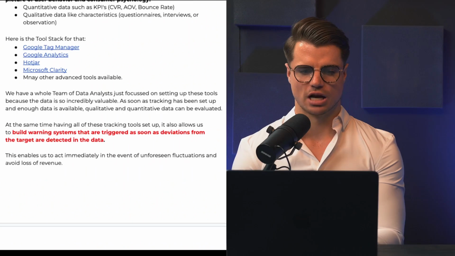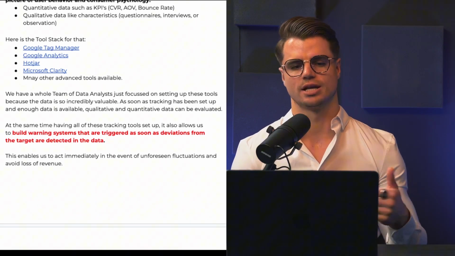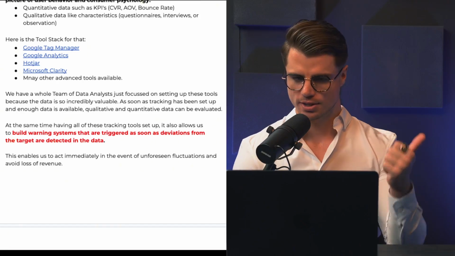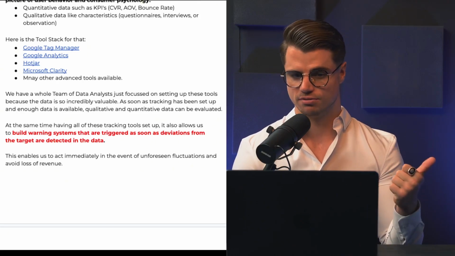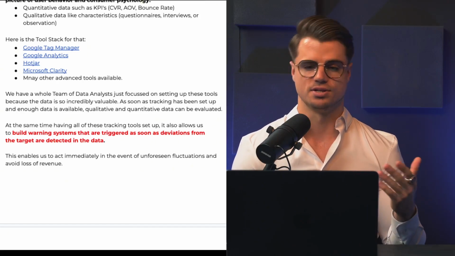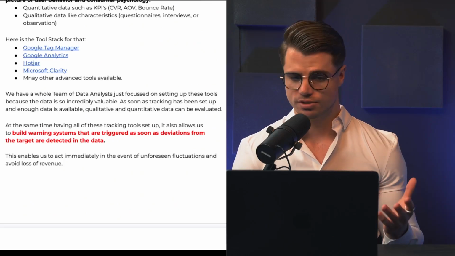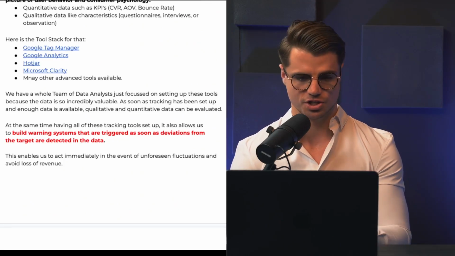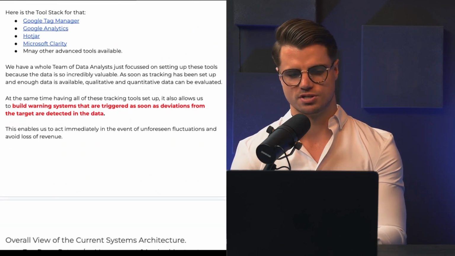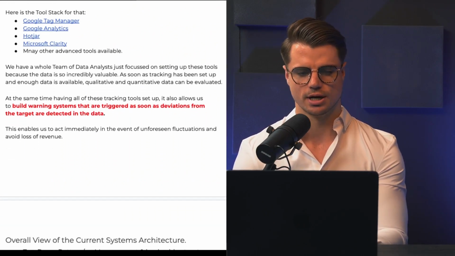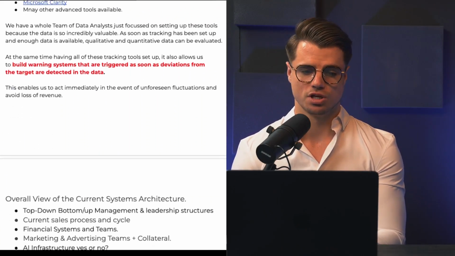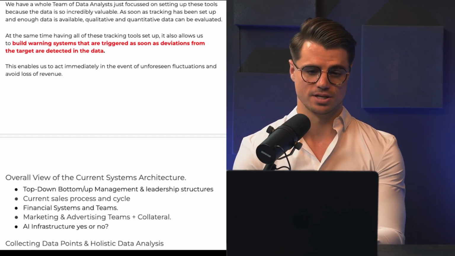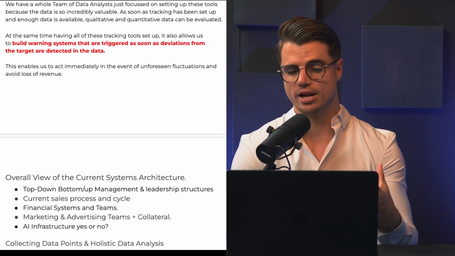So these are several types of data points which we collect and analyze to get a holistic picture of human behavior and consumer psychology. Again, qualitative and quantitative data. Quantitative data such as KPIs, CRV, AOV, bounce rate. Qualitative data are characteristics like questionnaires, interviews, observations, stuff like that. So there's this tech stack. You can go check out all the tools there. And we have a whole team of data analysts basically just focused on setting up these tools, because the data is so incredibly valuable.